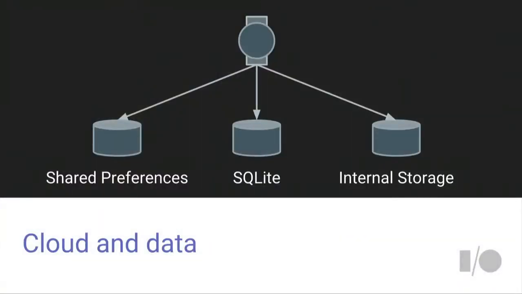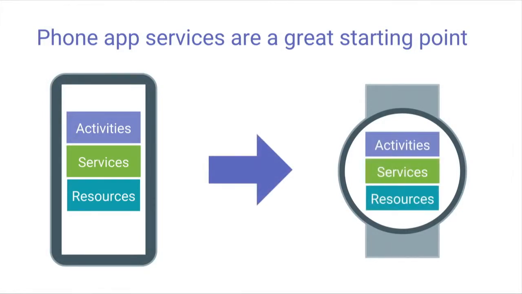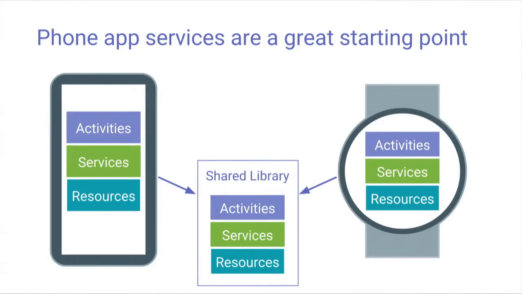Once your data is fetched, you can store it locally on the device, just like on phones, using shared preferences, SQLite, or internal storage. If your Android phone app is well-maintained and tested, you may be better off starting from your existing code base and cutting things out as opposed to starting from scratch. Common code and services, like your networking, data model, and business logic, can be shared between your phone app and Wear app using a shared library. Form factor-specific code and resources can remain in separate build flavors for phone and Wear. This type of structure is already supported natively in Android Studio and Gradle.